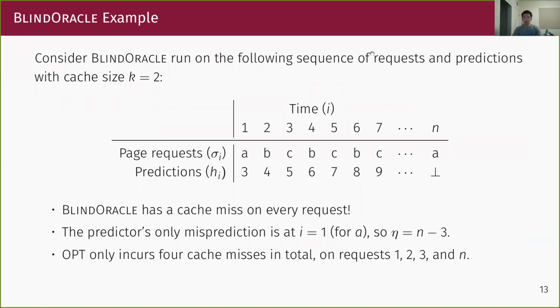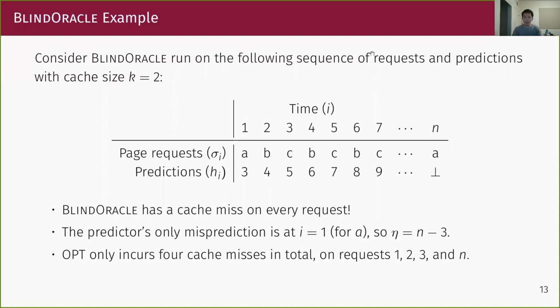To make this algorithm more concrete, here's an example input that the algorithm can be run on. So imagine that we have a sequence of page requests, A, BC, BC, BC, and with the BCs continuing until our last request is an A. And suppose we want to serve this sequence of page requests with a cache size of k equals 2. Suppose also that our prediction at time i is simply i plus 2. And so those are the numbers in the second row of the table.